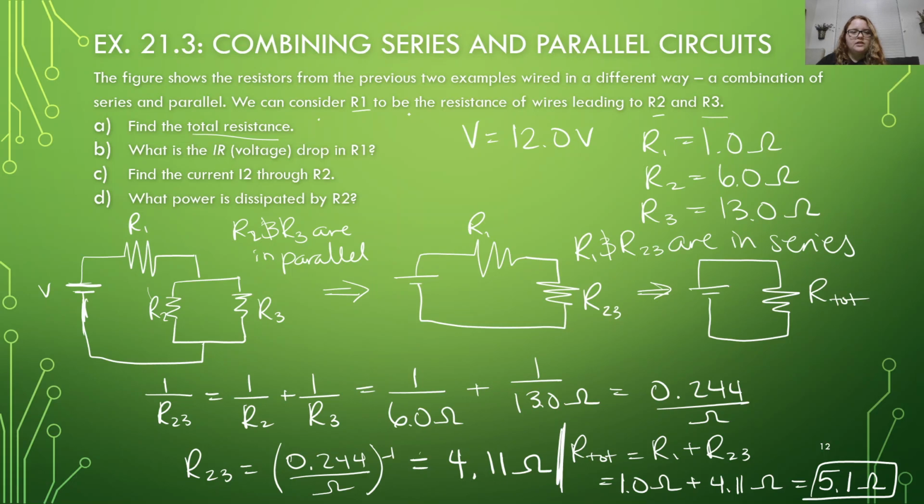Okay. Now it wants to know what is the voltage drop in R1. Or in the textbook, it just says IR drop, which I times R is just voltage. So the wording is kind of weird in the textbook, but it's just the voltage drop. So we want to know what is this voltage across R1. Okay, so we know the resistance, we don't know the current.